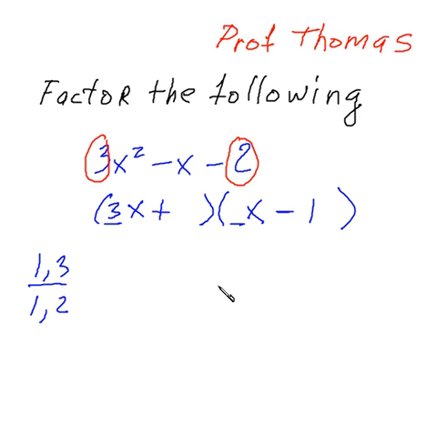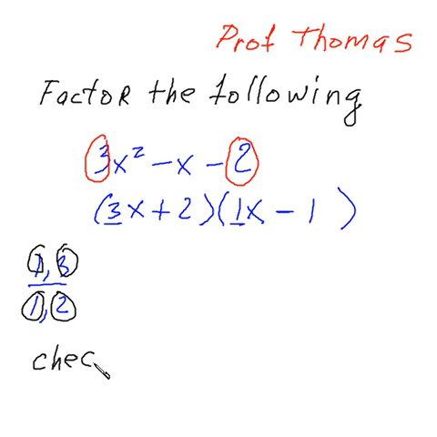Stick a 3 in front of the x and a 1 at the end, and a 2 for the constants and a 1 for the coefficient of the other x. We've got these, of course, from looking at the factors that are sitting there, the 1, 3 and the 1, 2. And we concentrate on this to make sure that it produces the middle term.